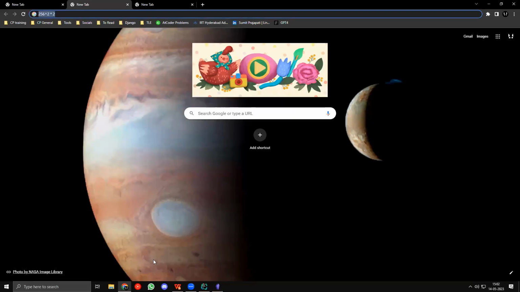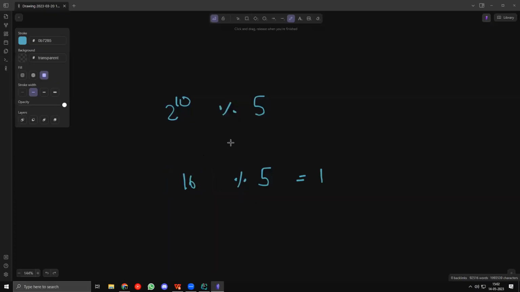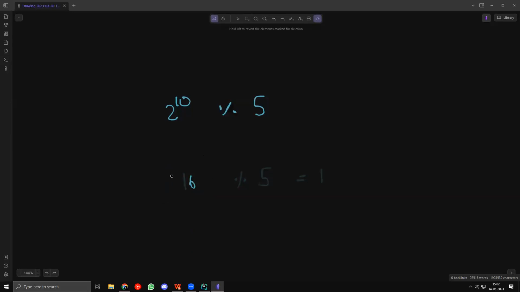Let's see if it's correct. Okay, let's take 2 to the power of 10. Once again, it's not in fact correct. Okay, I think I made a mistake again somewhere. Let us see. Okay, let's just do this again. I think this was not clear anyway.